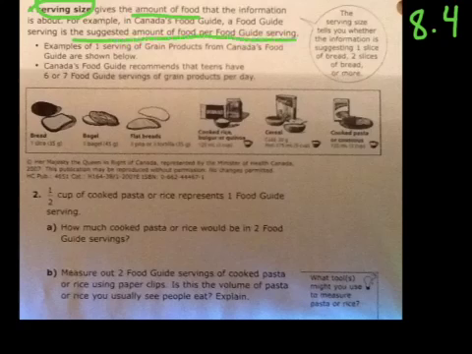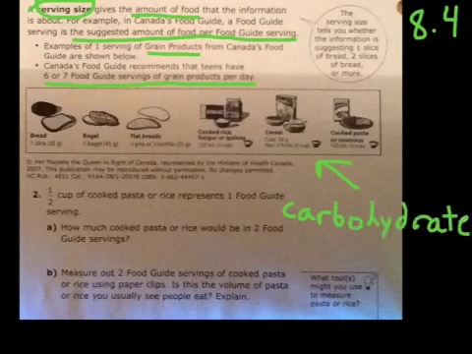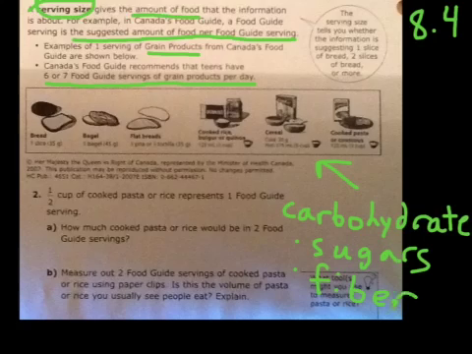Examples of one serving of grain products from Canada's Food Guide are shown below. Canada's Food Guide recommends that teens have 6 or 7 food guide servings of grain products per day. So the grain products we're looking at here provide you with your carbohydrate, and we learned earlier that that includes sugars and fiber. The sugars, as carbohydrate, are your short-term energy storage.